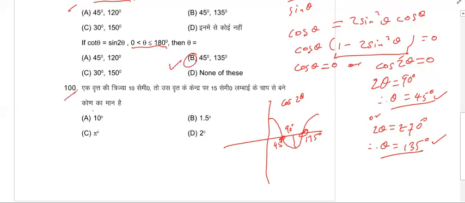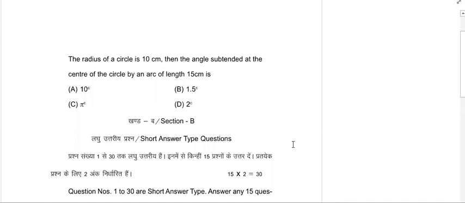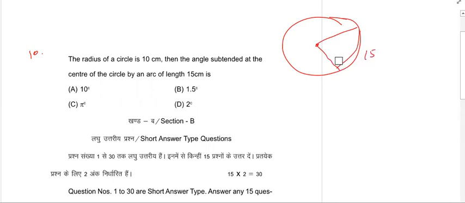Question number 100, guys, of the objectives. So looking at the radius of the circle is 10 centimeters. Then the angle subtended at the center of the circle by an arc of length 15 centimeters is. So we are looking at a problem like this. So this distance from here to there is 15. It is the arc of the circle.